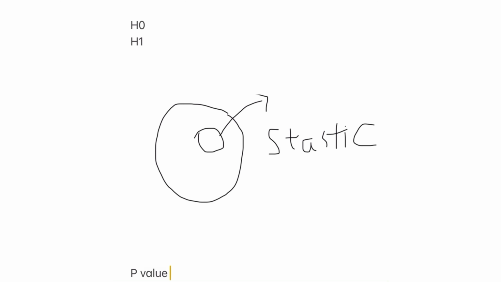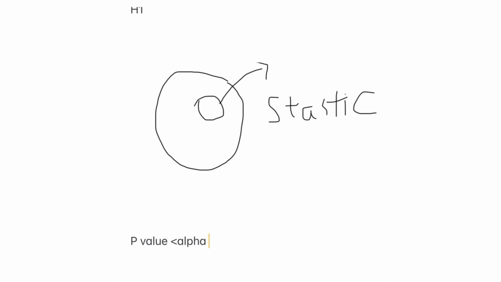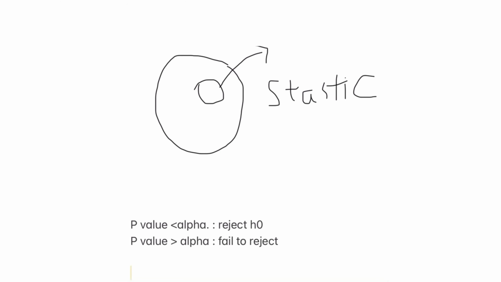If the p-value is less than the significance level or alpha, we reject our null hypothesis. If our p-value is greater than alpha, we fail to reject the null hypothesis. We might be wrong in either of these scenarios, and that's where these errors, type 1 and type 2, come into play.